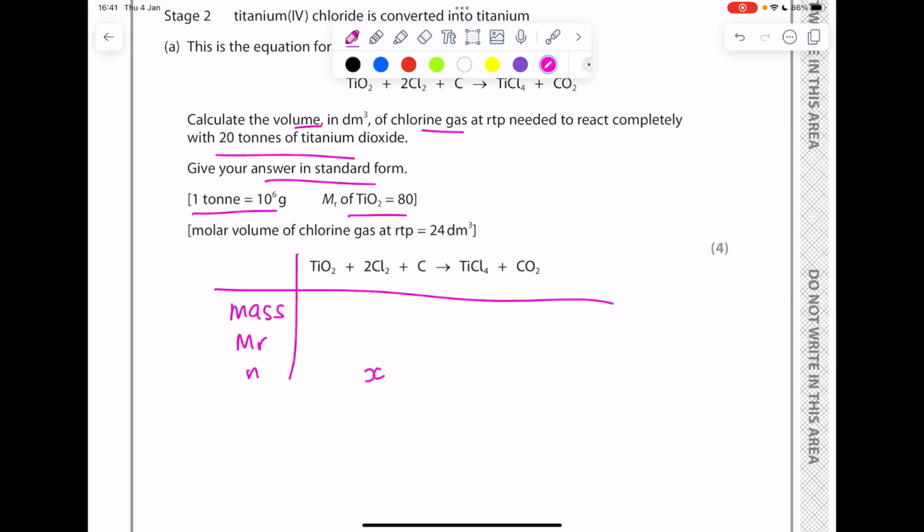What is our mass of titanium dioxide? Well, it's 20 tons, so 20 times 10 to the 6 to get those units sorted. The MR we've been told is 80. So our number of moles is 2.5 times 10 to the 5. What about our number of moles of chlorine? Check the mole connection. It's 1 to 2. So you just want to double that number. So it becomes 5 times 10 to the 5.